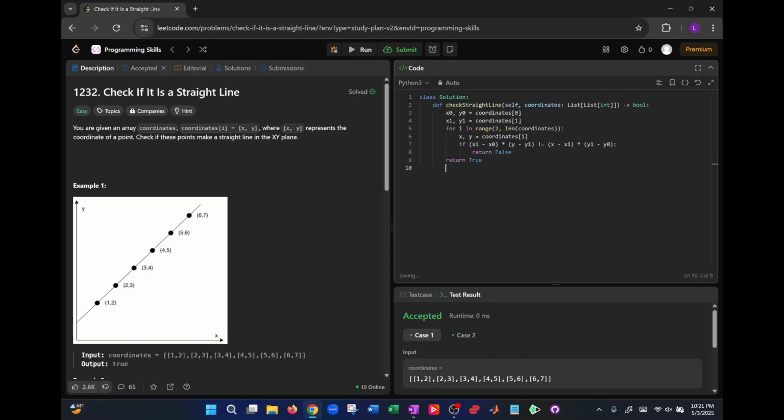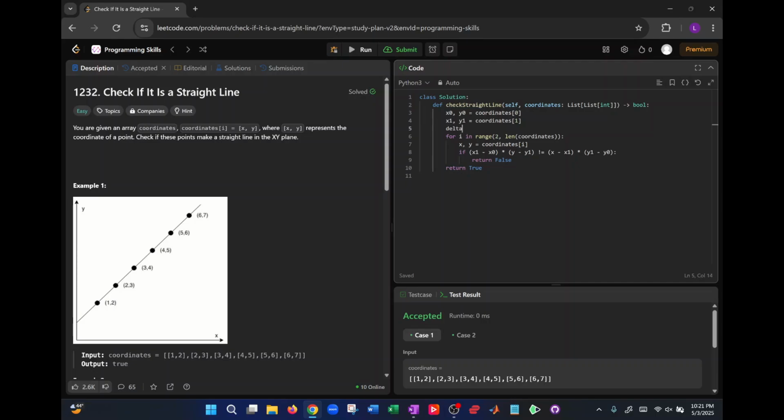And if there were only 2 entries in coordinates, then this entire block of code would be skipped over, and it would just return true, which is what we would expect, because you can, by definition, form a line between 2 points.